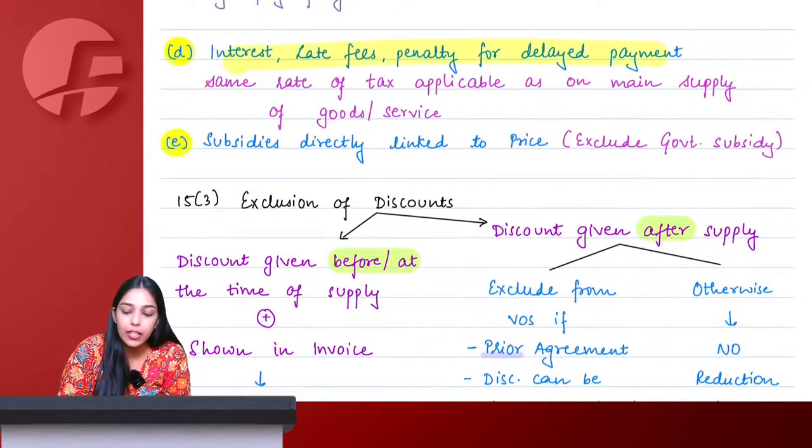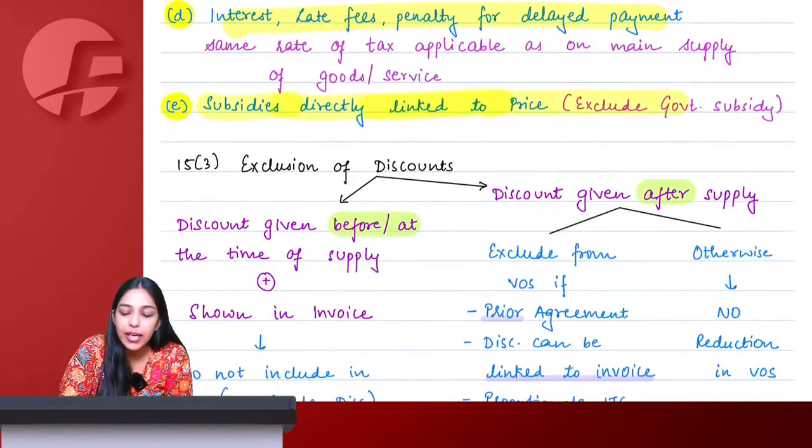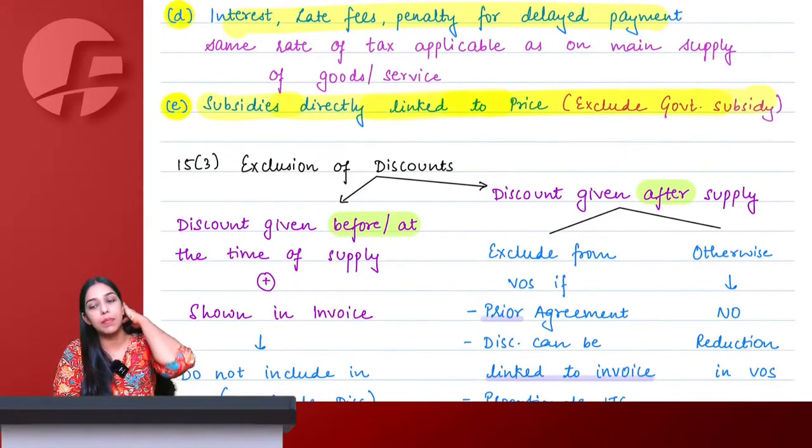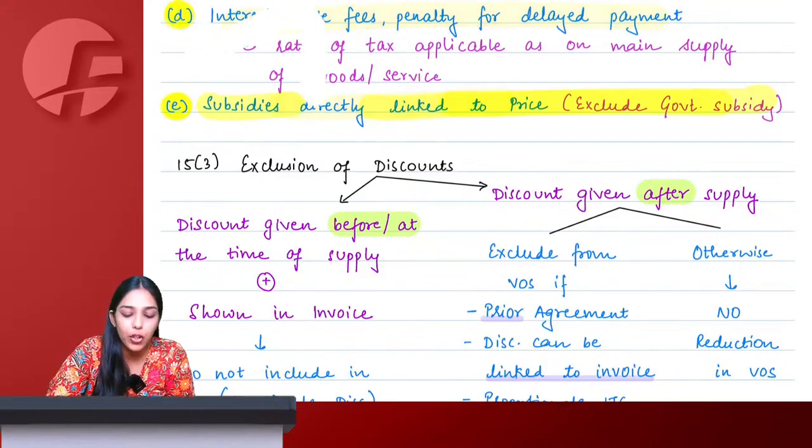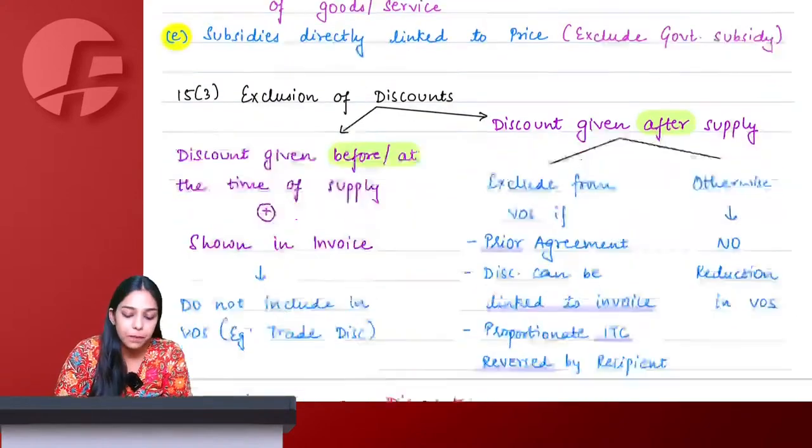Only then does it form part of the value of supply. Any other interest, penalty, late fees, and also subsidies directly linked to price, excluding government subsidies. So basically non-government price linked subsidies will also form part of the value of supply.